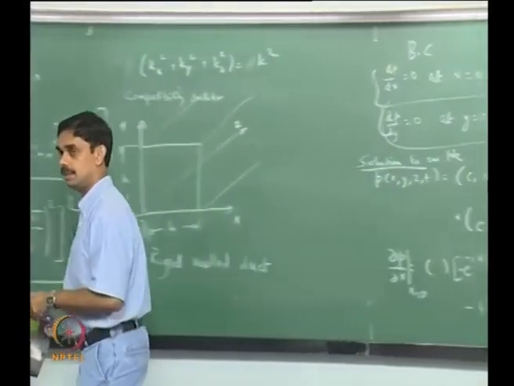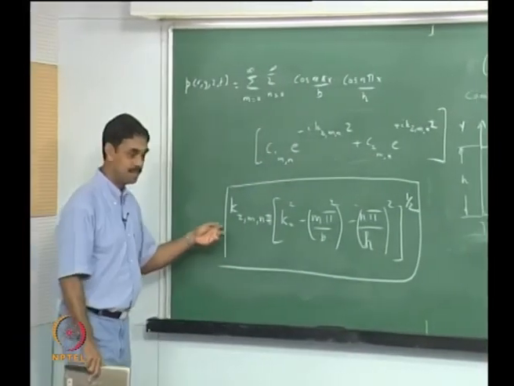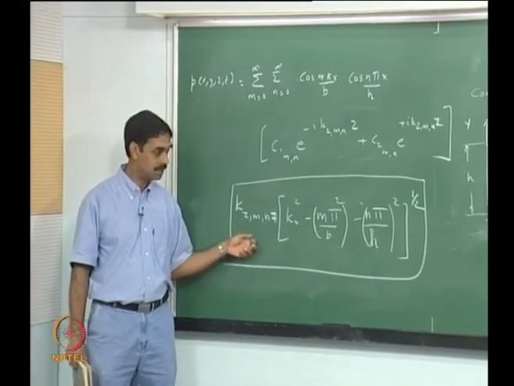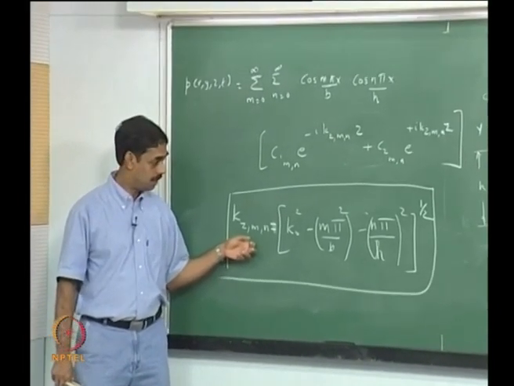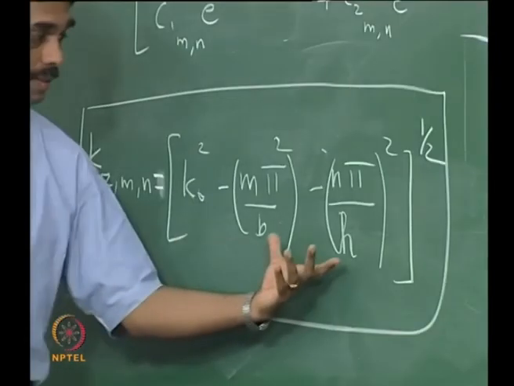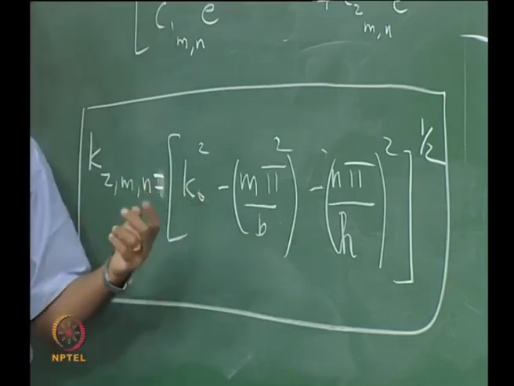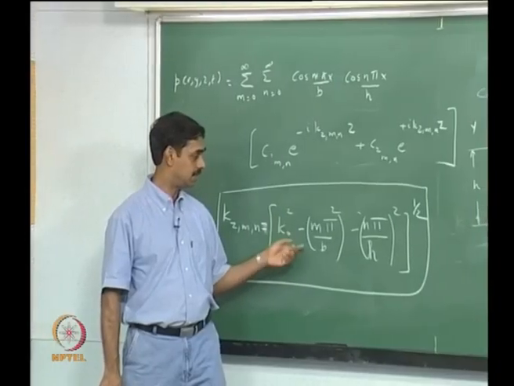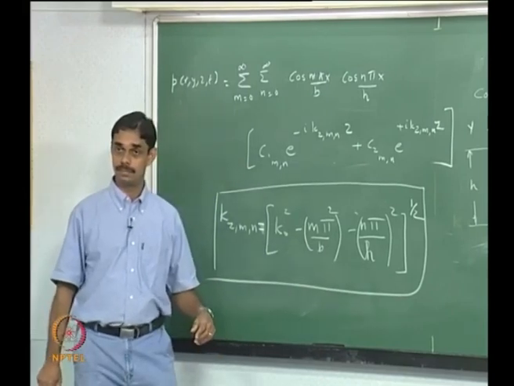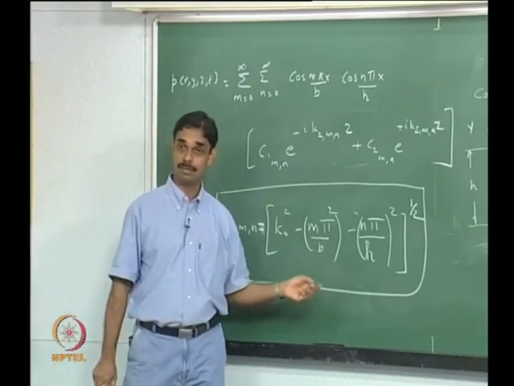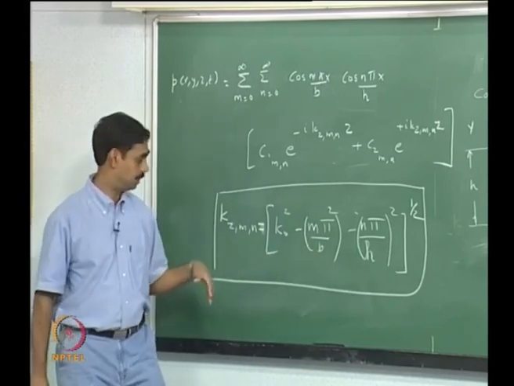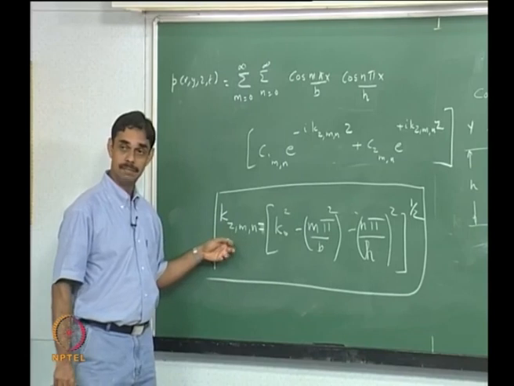So now you got this expression, but this has very interesting implications which we will look at in detail in the next class, but I will give you a hint of it. What happens when the second and third term overwhelms k naught? What happens when k naught squared is less than m pi over b squared plus n pi over h squared? This whole term becomes negative. Take a square root of a negative number, it becomes imaginary. So what does kz being imaginary mean?